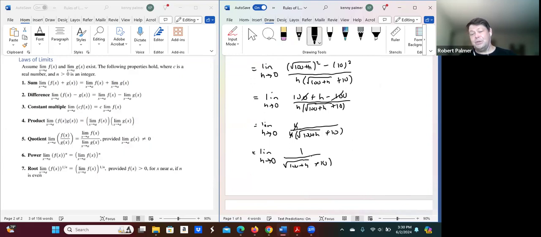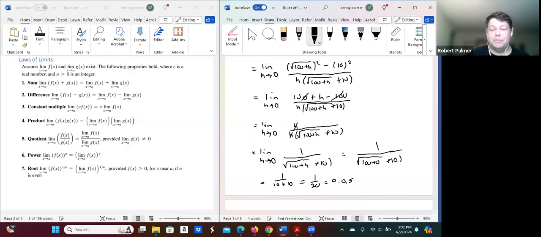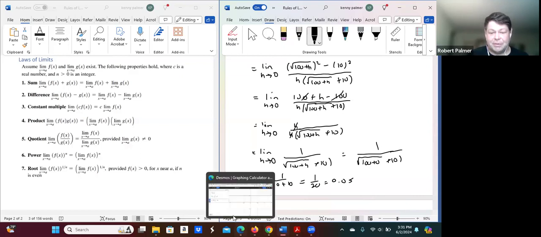And now if I plug in h equals 0, this is going to be 1 over the square root of 100 plus 0, plus 10. Of course, the square root of 100 plus 0 is the square root of 100, which is 10. That's going to be 1 over 10 plus 10, or 1 over 20, which is equal to 0.05. So as we saw from Desmos, we got exactly the same thing.